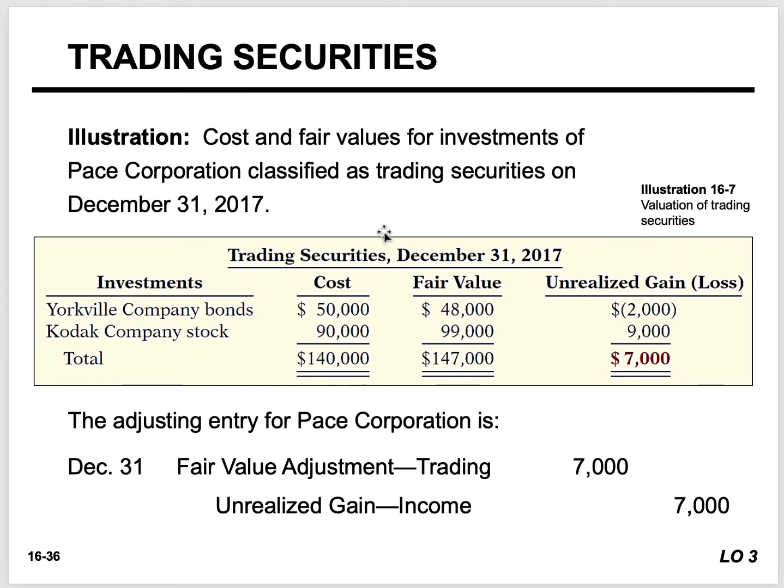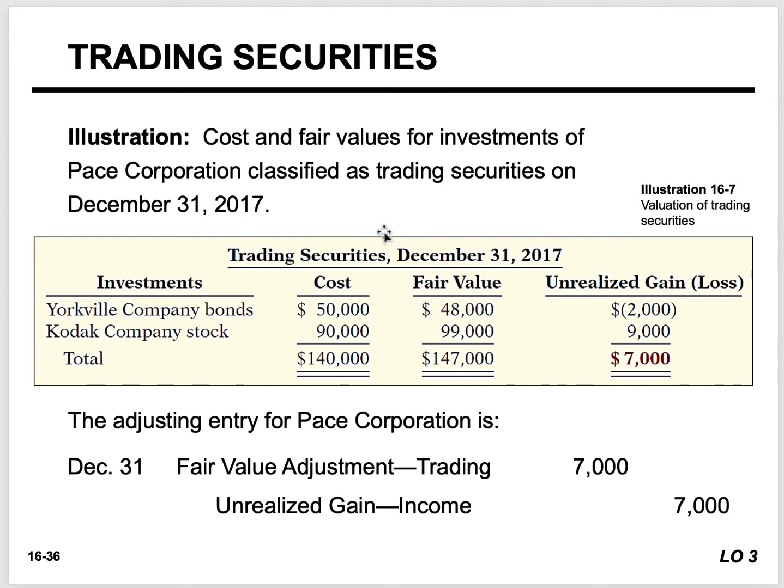Okay, so what does that look like? Let's look at the example here. Cost and fair values for investments of Pace Corporation. They have the following, classified as trading securities on December 31st, 2017. So as of December 31st, 2017, this is their trading securities account, okay? Notice it looks like they have two investments here: Yorkville Company bonds, and Kodak Company stock, okay?